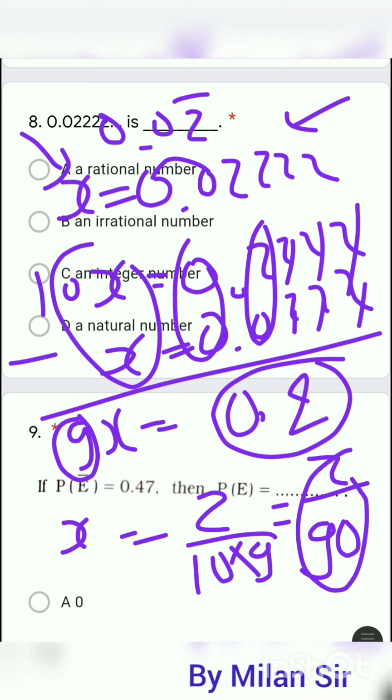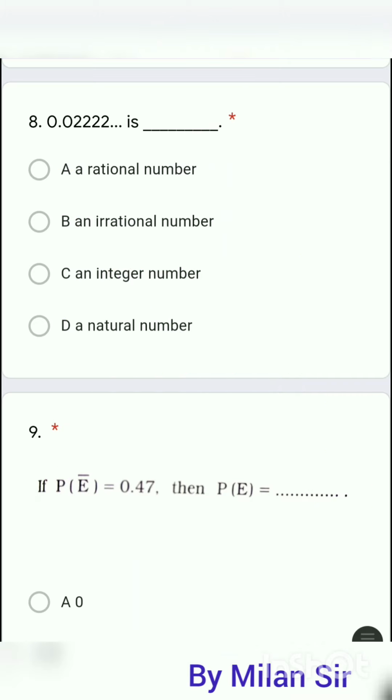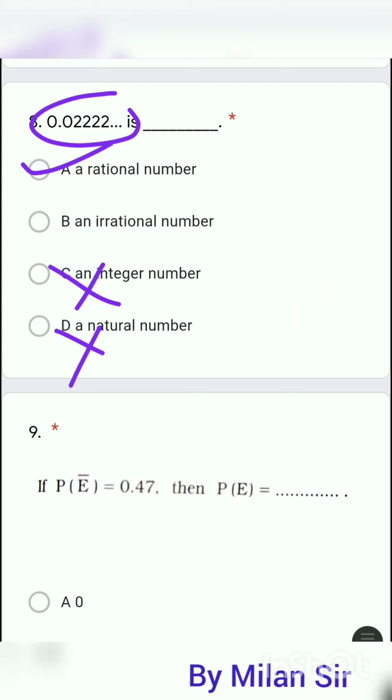So we can represent this number in p by q form, so we can say that this is a rational number. So here option A is the correct answer, rational number. And this is a decimal number, so it cannot be a natural number, and it cannot be an integer. Okay, that's why it is a rational number.